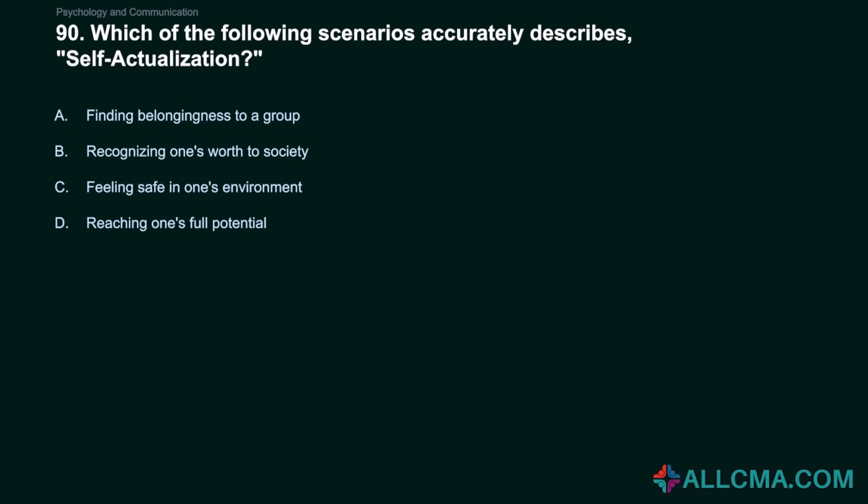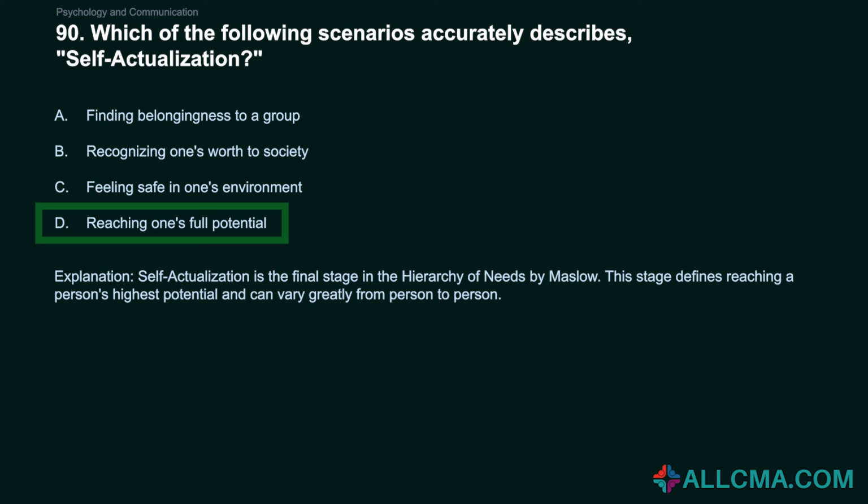90. Which of the following scenarios accurately describes self-actualization? A. Finding belongingness to a group. B. Recognizing one's worth to society. C. Feeling safe in one's environment. D. Reaching one's full potential. Correct answer: D. Reaching one's full potential. Self-actualization is the final stage in the hierarchy of needs by Maslow. This stage defines reaching a person's highest potential and can vary greatly from person to person.